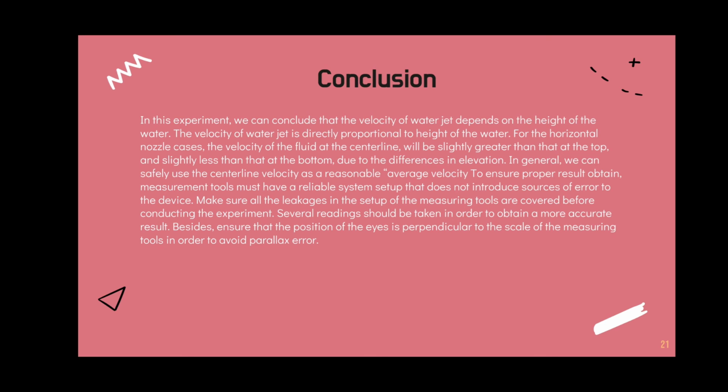To ensure proper results are obtained, the measurement tool must have a reliable system setup that does not introduce sources of error to the device. Make sure all the leakages in the setup of the measuring tool are covered before conducting the experiment. Several readings should be taken in order to obtain a more accurate result. Besides, ensure that the position of the eye is perpendicular to the scale of the measuring tools in order to avoid parallax error.